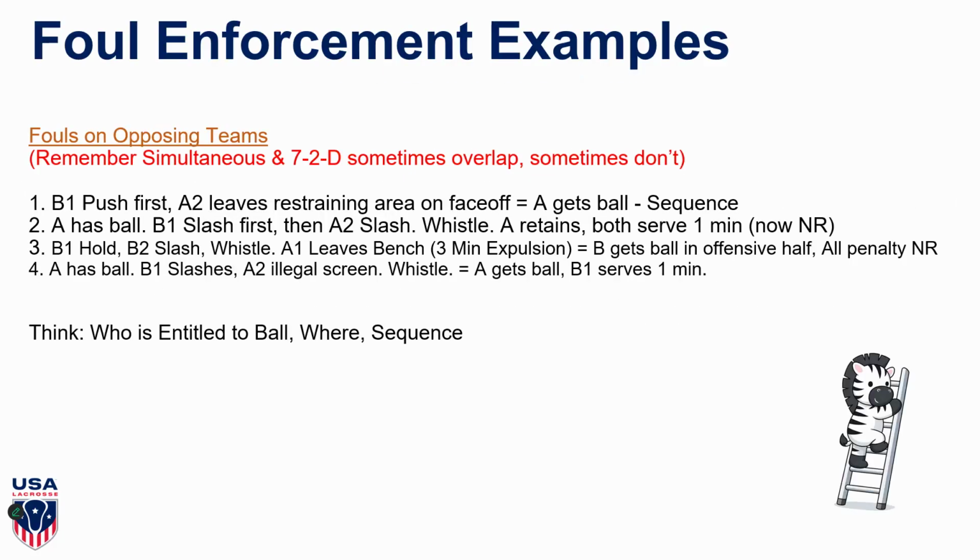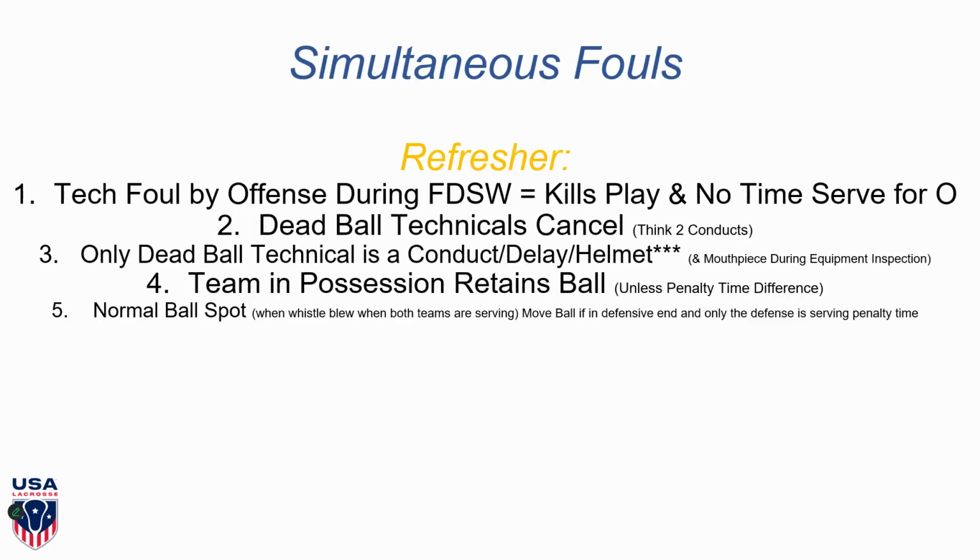Good question. In this situation, you enforce it just like any other technical foul. A has the ball, and B commits a technical foul. It's 30 seconds. It's a flag down. They're going to serve 30 seconds when we stop play, and then A does something stupid. They just commit another technical foul that kills the play. Correct. If you have a sequence and you have a defensive foul live ball followed by an offensive foul live ball, yes.